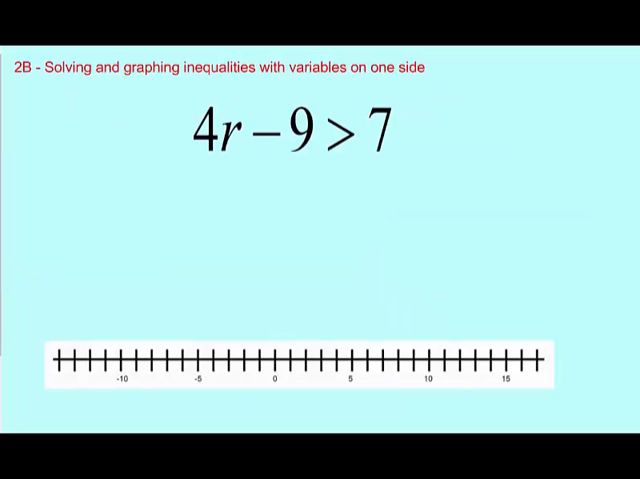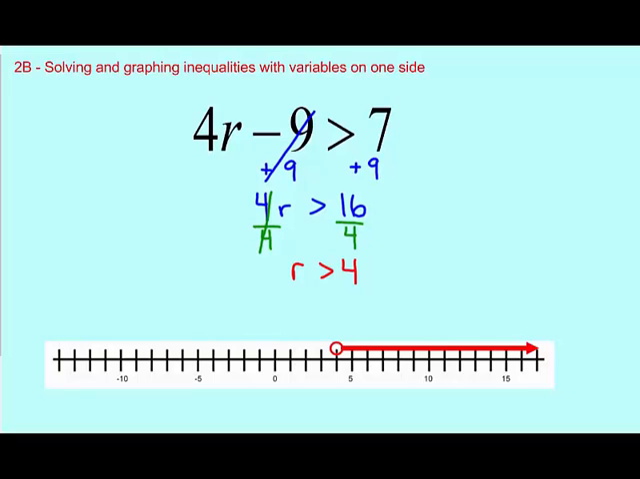So let's look at our first example. Again, pause your video till you've had a chance to solve and graph. So here, as we go through and solve, we end up that r is greater than 4. So we're going to have an open circle at 4, and we're shading all the numbers to the right on the number line.